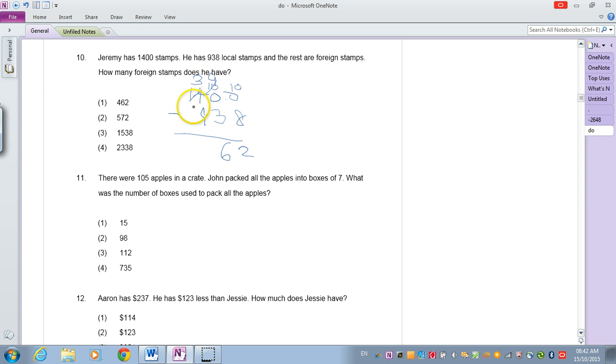And 300, now I have 300 to subtract 900. That would not be enough, so I have to regroup from my thousands. Okay, and when I regroup my thousands, I will altogether have 1300. So 1300 subtract 900, I will have 400. So that will give me 462. So that is option 1. So he has 462 foreign stamps. Okay, let's look at question 11.